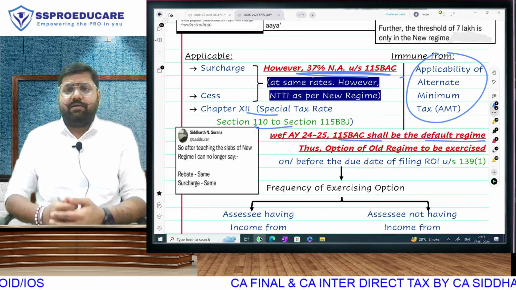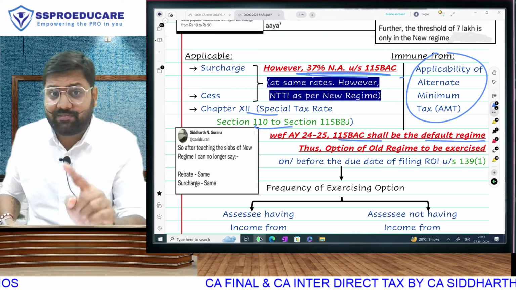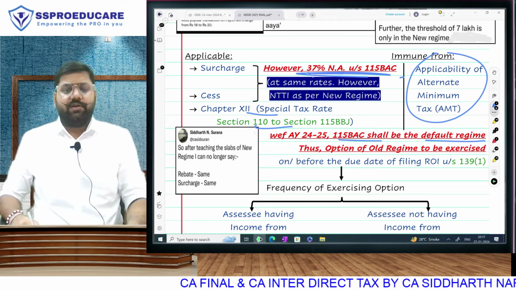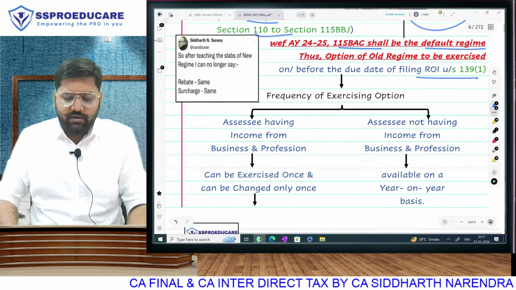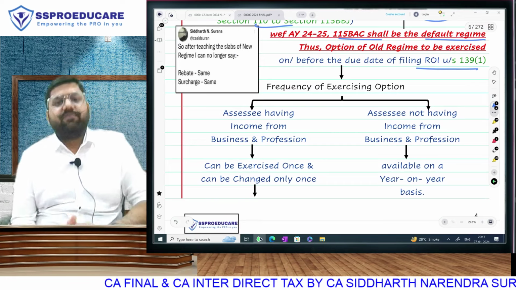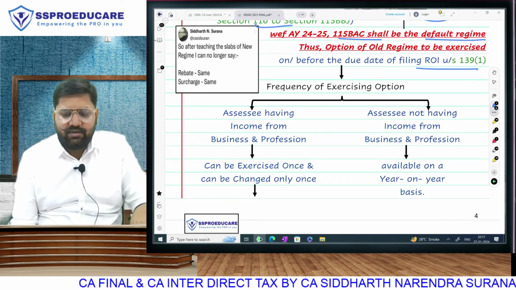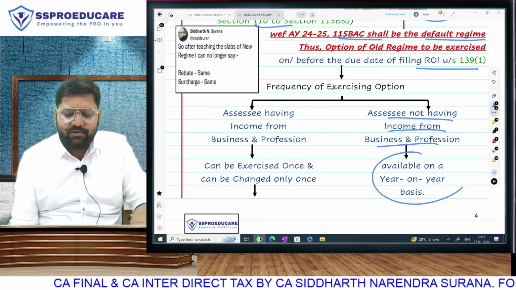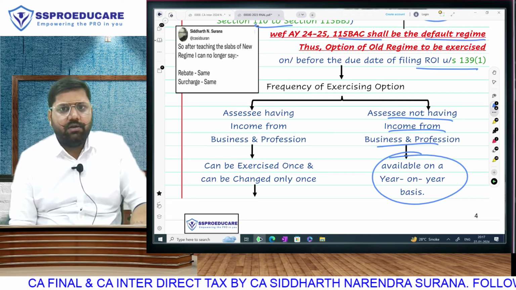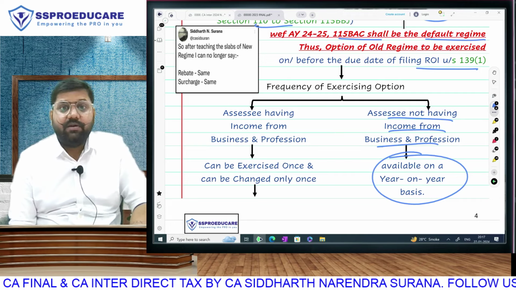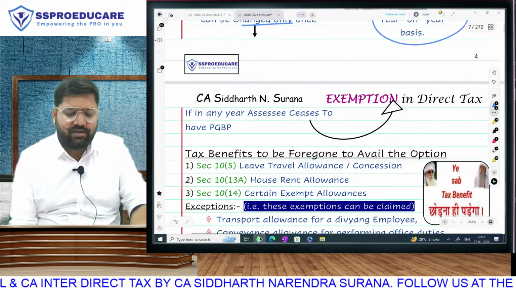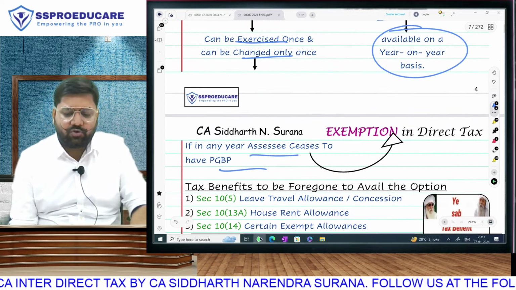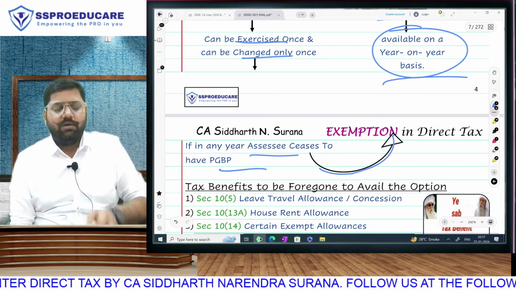Next amendment, again very big. If they ask default regime, that means as per new, and opt out of default regime, that means old. And of course, you have to opt out on or before the due date. The frequency of opting is kept the same as last year. If you don't have PGBP, then you can take the option on a year-on-year basis. If you have PGBP, then you can exercise the option once and change only once. Thereafter, you cannot change. But if you stop having PGBP, then you can go to the right side.